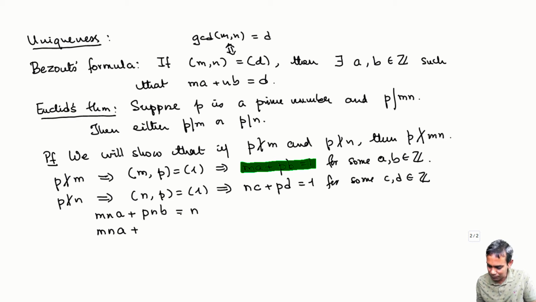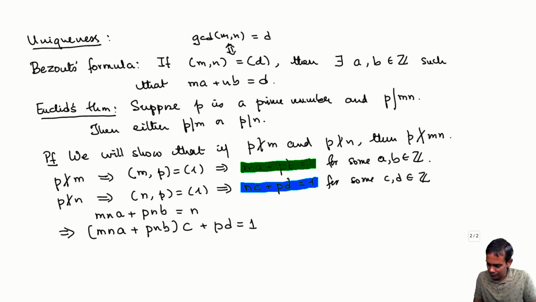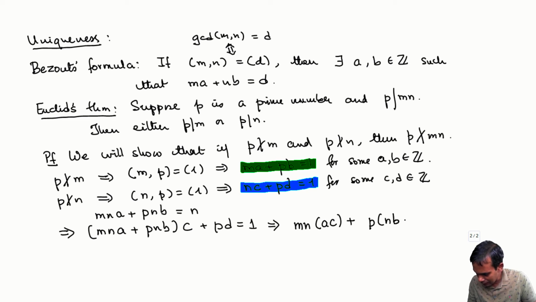Now we have nc plus pd equal to 1. So mna plus pnb times c plus p times d is equal to 1. Just this is n here, this expression, and so I'm using this second thing here. And now I can expand this out and write that mn times ac plus p times nbc plus d is equal to 1.